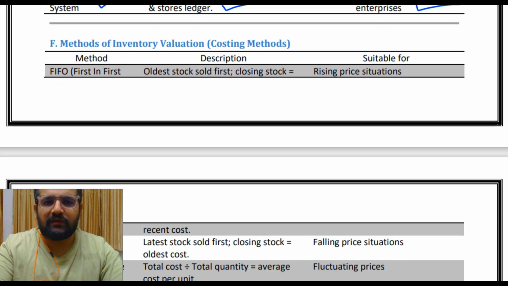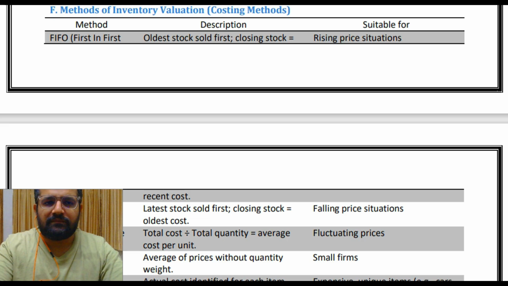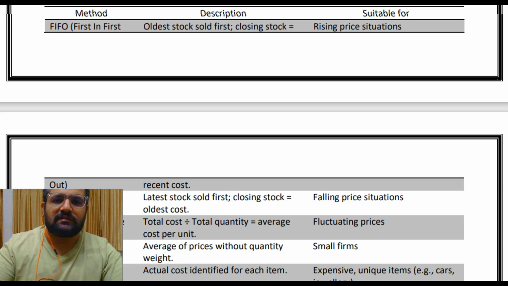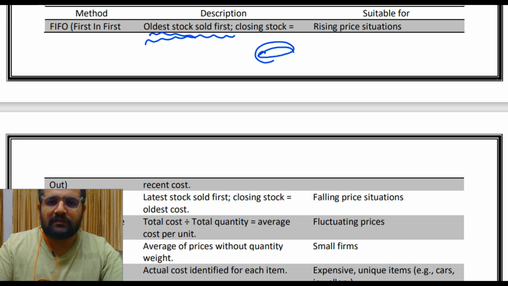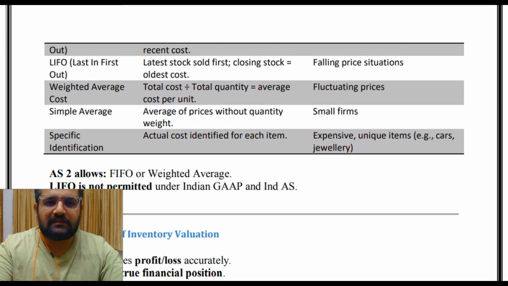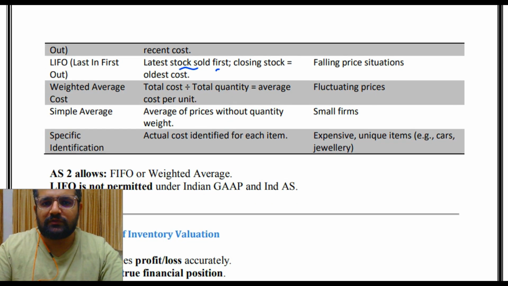Then methods of inventory valuation, the cost method. The first method is FIFO, that is first in first out. Description: oldest stock is sold first, closing stock is at recent cost, and it is suitable for rising price situations. The oldest stock will be sold first. This is the meaning of FIFO: whatever came first gets preference. Then LIFO, that is last in first out: the latest stock is sold first, closing stock is at the oldest cost, suitable in falling price situations.